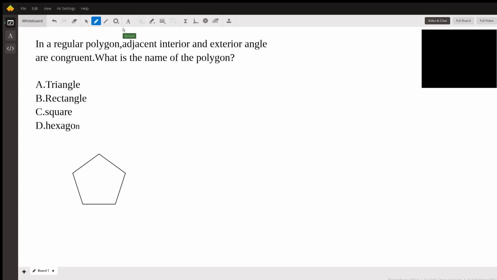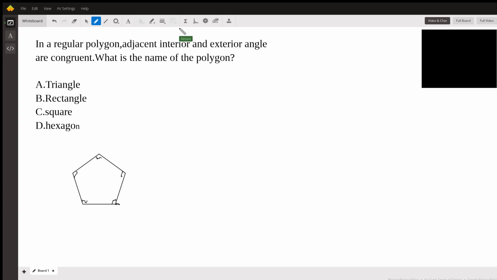So here we are with a pentagon. The interior angles are what we normally work with, but the exterior angles are not. So I'm just going to show you how to find the exterior angles. What you do is you just take a side and just extend it. So I'm going to extend it to the right here.